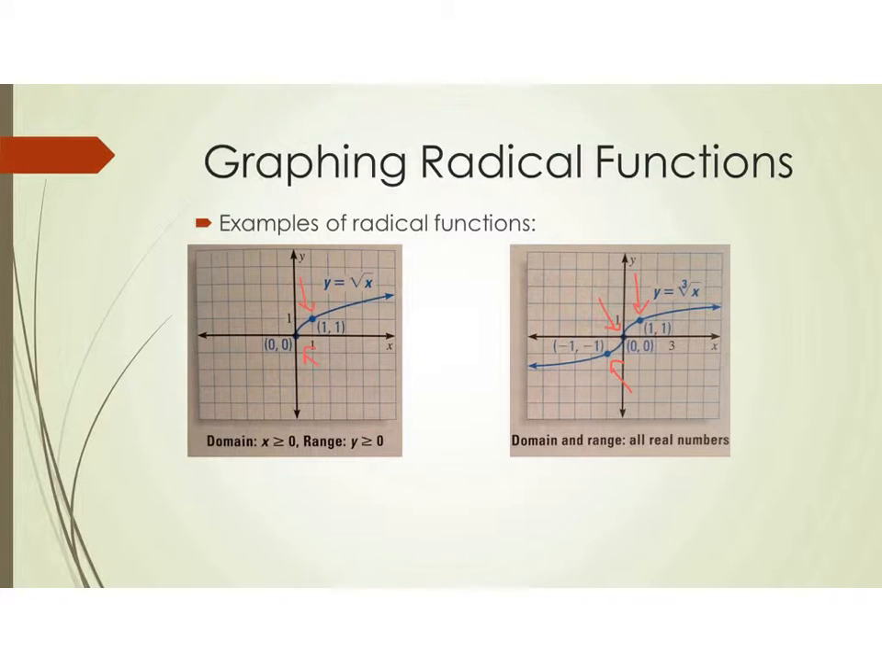One thing to notice is the difference in domains and ranges. The domain for a square root is greater than or equal to 0, and the range is greater than or equal to 0, because you can only put positive numbers under a square root, and they're only going to give you positive numbers out of it. For a cube root, though, you can put any number underneath, so the domain is all real numbers, and the range is also all real numbers.